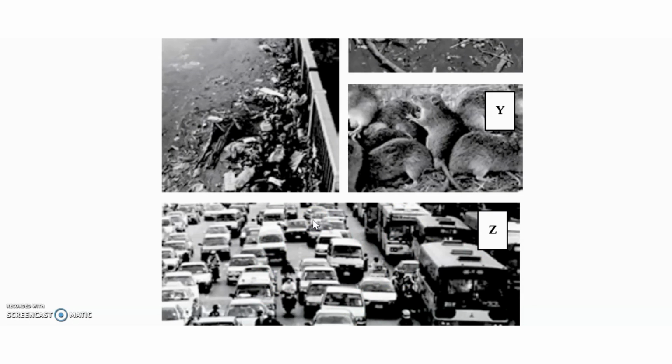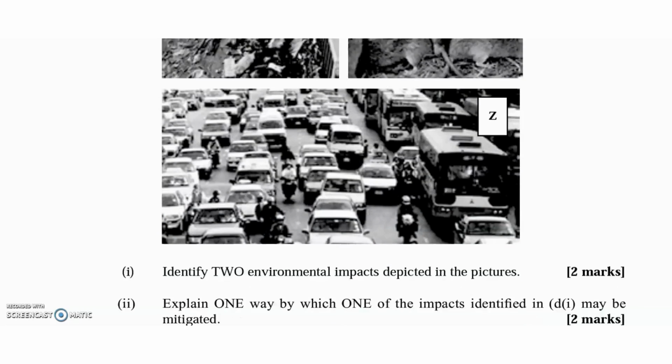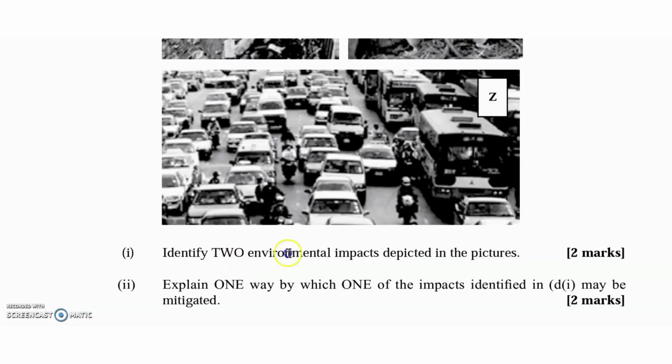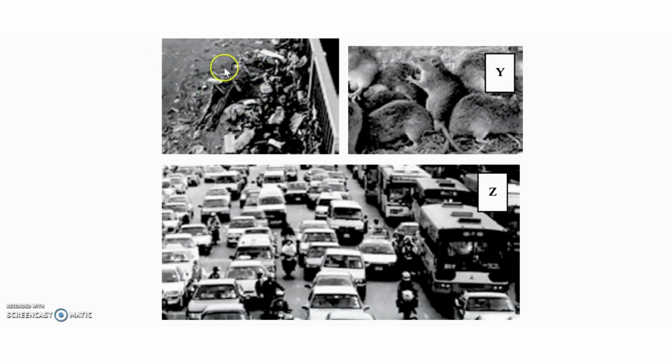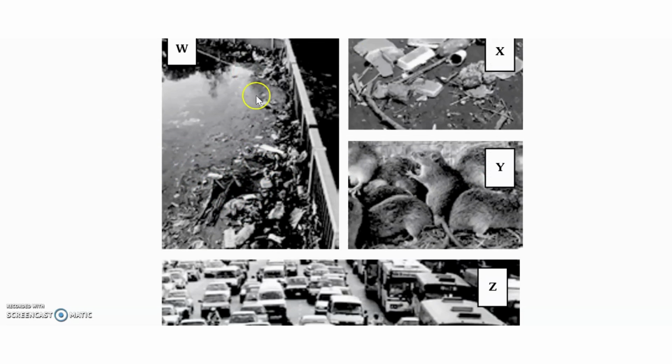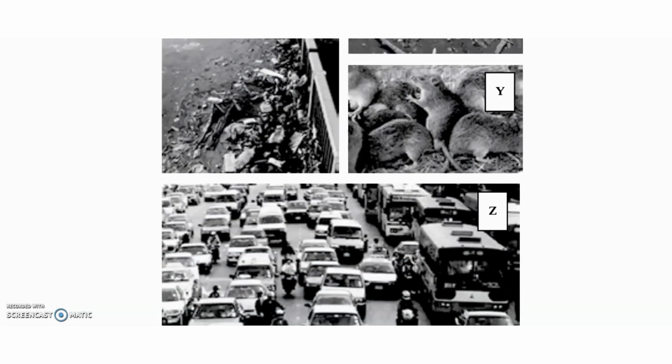Which will also tantamount to atmospheric pollution given the emissions from these vehicles. All right, so keep that in mind for me, please. So let's go through. Identify 2 environmental impacts depicted from the pictures. Now, first of all, we understand that W is aquatic pollution, X is land pollution, Y is in fact pests and diseases, and Z is atmospheric pollution.